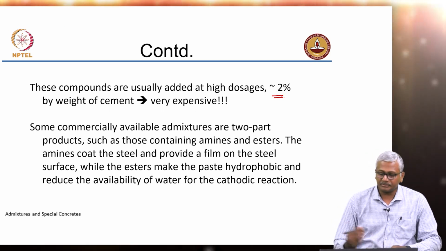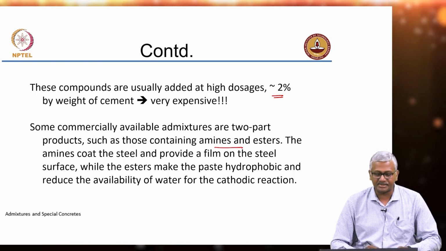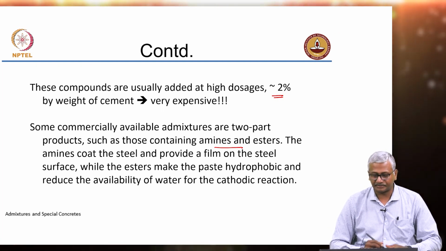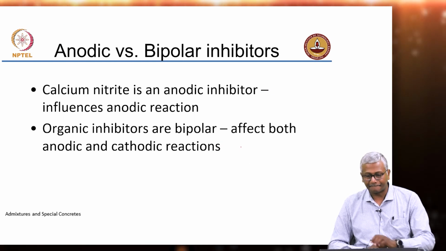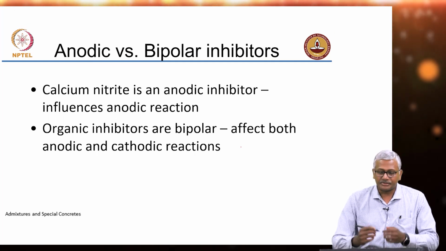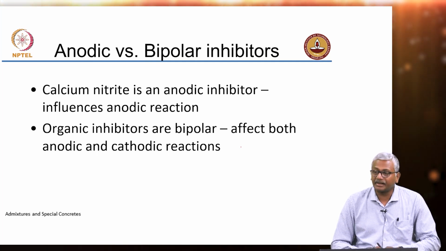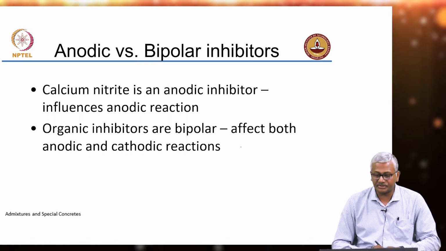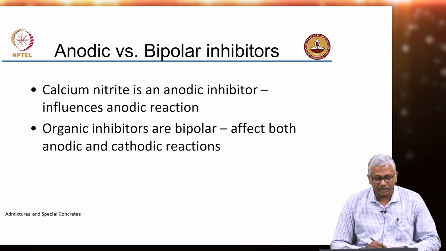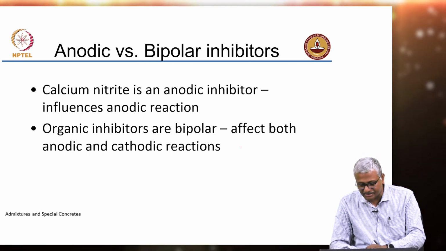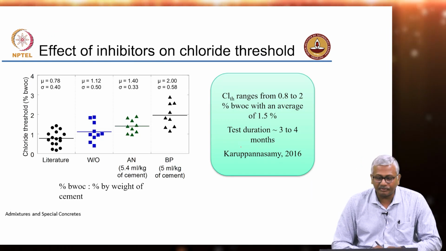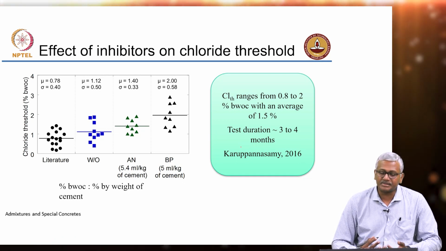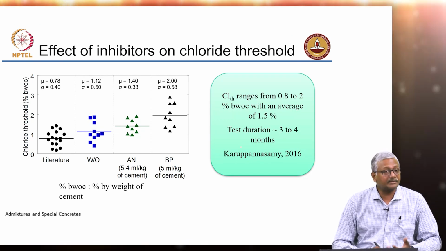Okay. So, again these amines and esters sometimes are available as two-part systems, which contribute both to the anodic and the cathodic effects. So, again just to reinforce, calcium nitride is an anodic inhibitor, influences the anodic reaction. Organic inhibitors are generally bipolar, which affect both anodic and cathodic reactions. So, let us look at some studies that were done at IITM by one of our previous PhD students, who looked at how these inhibitors are affecting the chloride threshold values.